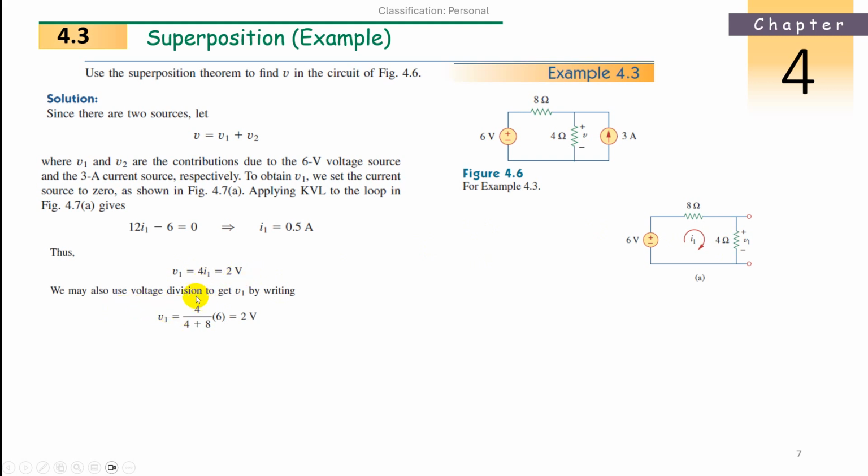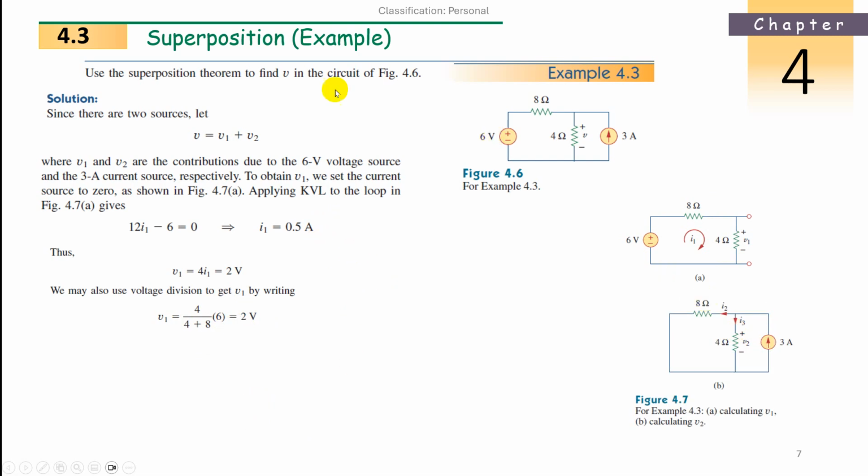Now, we may also use another technique, the voltage division technique, to find V1. You don't need mesh analysis; I want the voltage division technique, because it's a very simple circuit. So what is the voltage division technique? It is the resistance of the branch we want divided by the total resistance, multiplied by the voltage. That is 4 divided by 8 plus 4, 12, multiplied by 6. This is called the voltage division technique. It also gives the same answer, 2 volts.